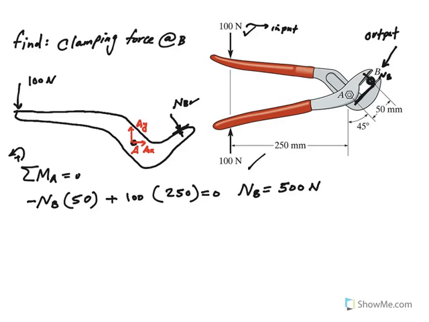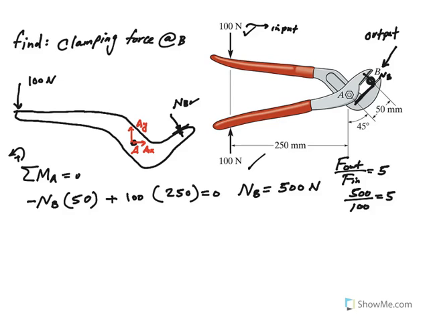This is very good. In a way, you could say the F out over F in in this case is 5, because you have 500 over 100. So basically, you're getting a force that is 5 times the input force.